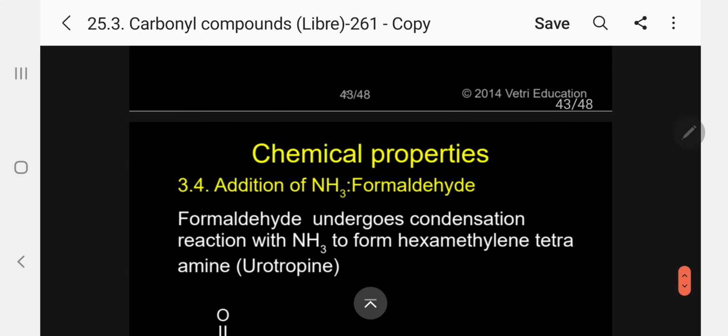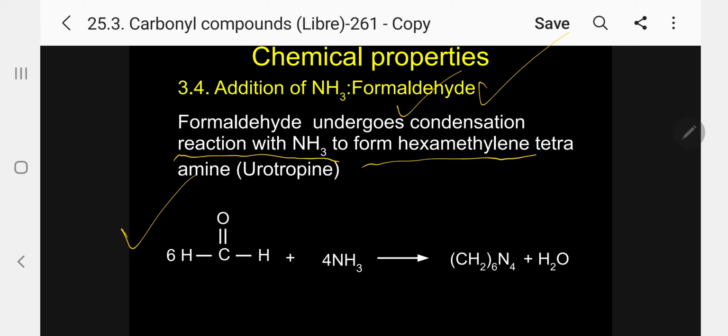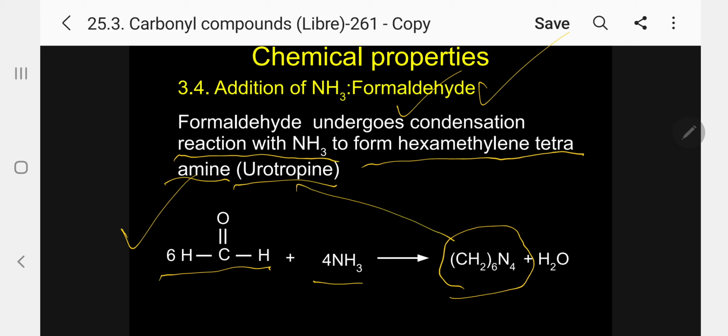So let me see one by one. Kindly follow. First, let me take formaldehyde. In the case of formaldehyde, addition of ammonia: formaldehyde undergoes condensation reaction with ammonia, not addition. Condensation with ammonia forms hexamethylene tetraamine, common name urotropine. Kindly follow: 6 moles of formaldehyde react with 4 moles of ammonia. This is the compound called hexamethylene tetraamine, the common name being urotropine.